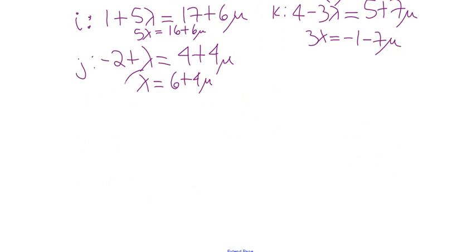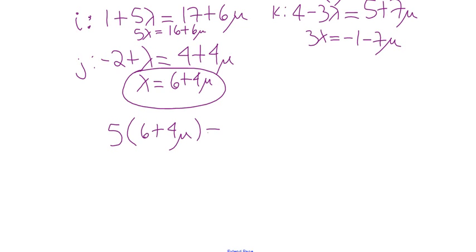All right, so look, I happen to have this, so I know what lambda is. So I'm going to stick it into here. I'm going to go 5 times 6 plus 4 mu is equal to 16 plus 6 mu, right? So we are substituting. We're solving a system by substitution because, coincidentally, this just happened to solve for lambda. Makes life easy. Otherwise, I would maybe have to do elimination or some other method. You're just going to use your system solving skills.